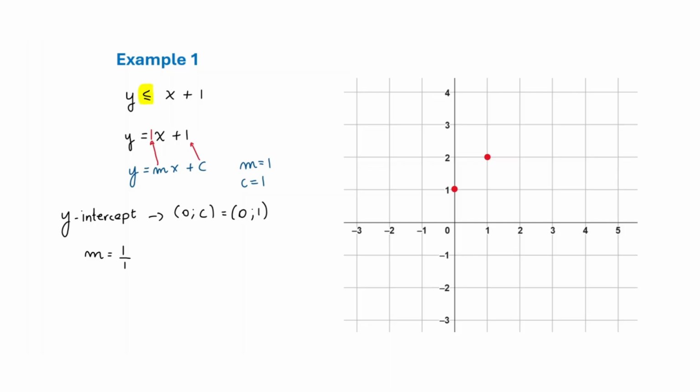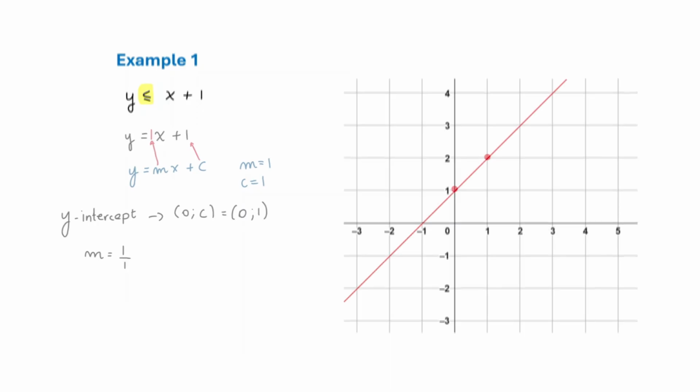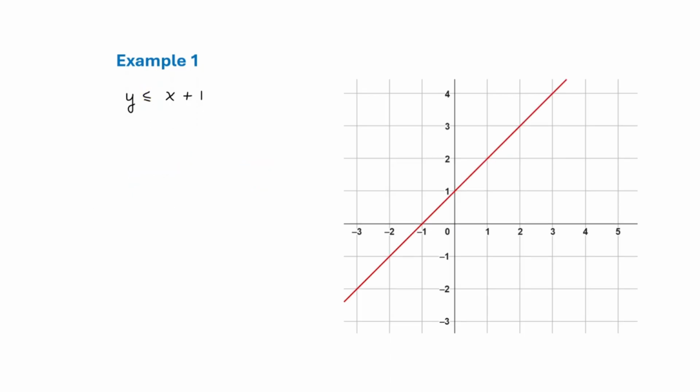The original inequality is less than or equal to. Because it includes equal to, we use a solid line. The solid line shows that the boundary line is included in the solution. The boundary line divides the plane into two regions. One of these regions is the solution region, and this is the region we need to shade.